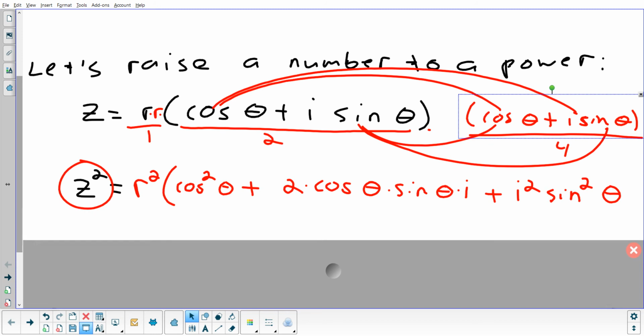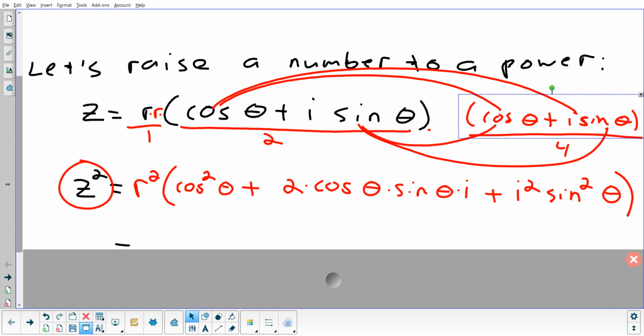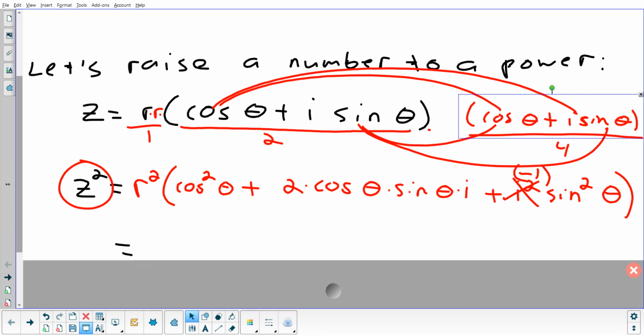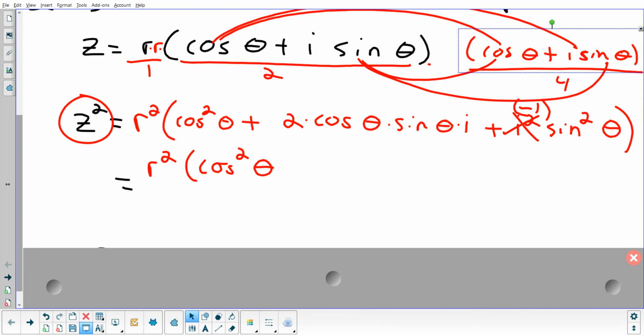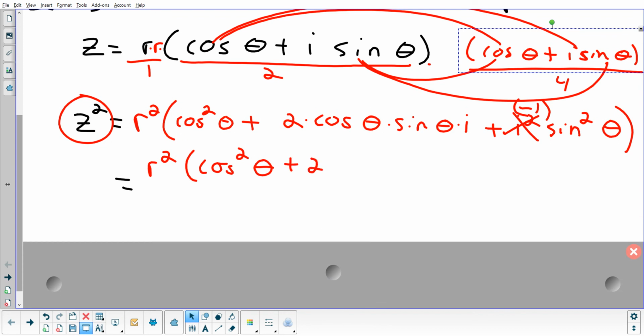Okay, let's see what we can do with that. What's I squared? Yep. -1. Okay, so I'm just going to cross this out and put -1 times sine squared, and I'll rewrite it. So now we've got r squared, cosine squared plus 2 cosine sine minus sine squared.